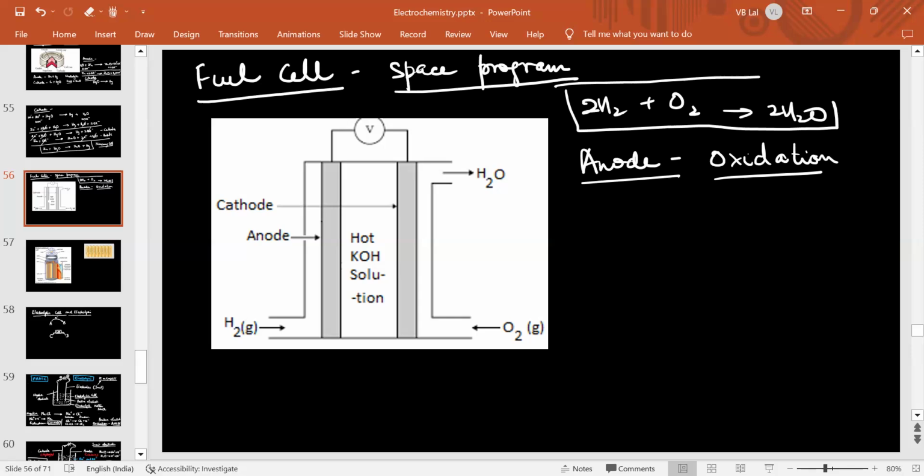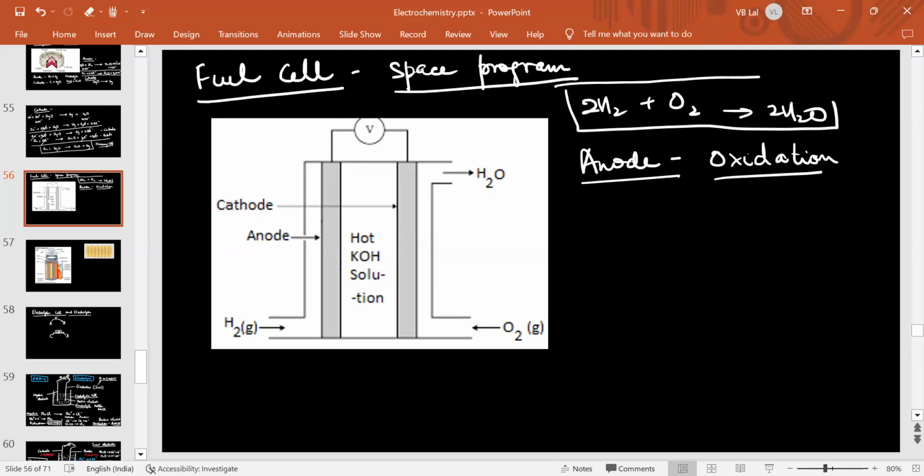So we are able to use this in the space program because the fuel that you use there is also hydrogen and oxygen. So that same fuel can be used to produce current. And the byproduct is harmless, that is water, which is actually used as drinking water for the astronauts. So in the space shuttle and all, they use these fuel cells, okay?